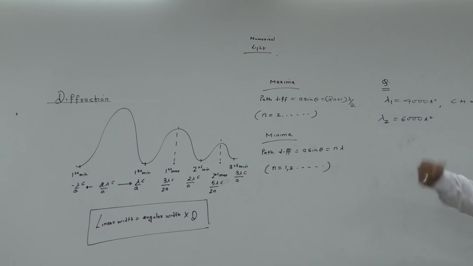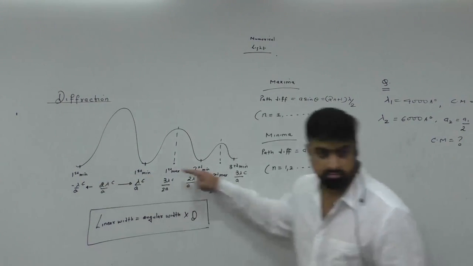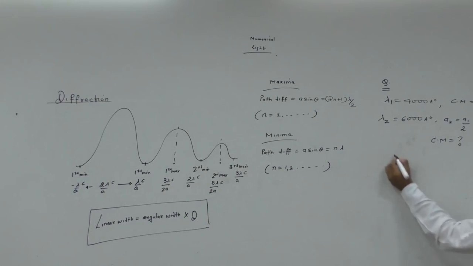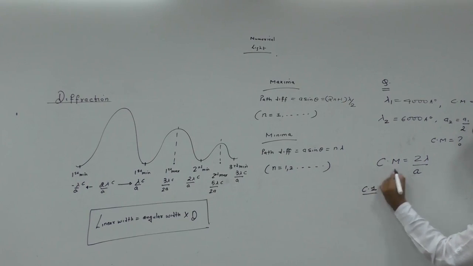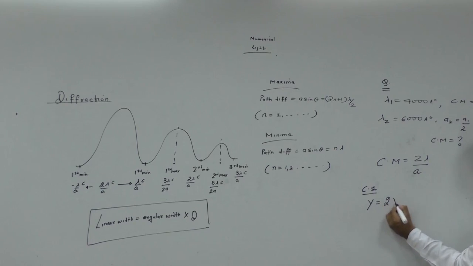Earlier the size of the slit was a. What was the size of the slit earlier? It was a. Now what is the size of the slit? a by 2. I can say a2 is going to become a1 by 2. And they have asked the size of the central maxima. Did you understand? Now pay attention. What is the width of the central maxima? Can I say the formula for the width of the central maxima is 2 lambda by a? In case 1, what is the width of the central maxima? y. What is lambda? 4,000. a is a. Can I say equation 1?